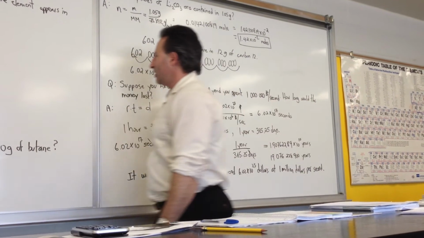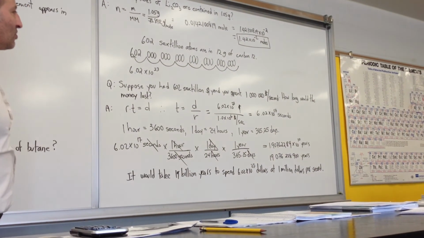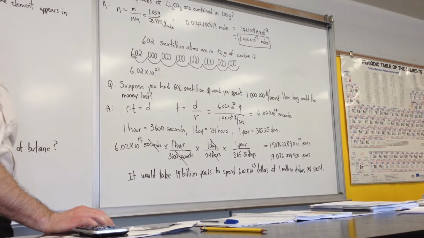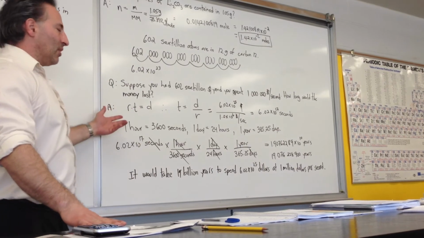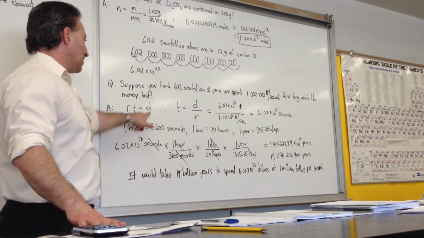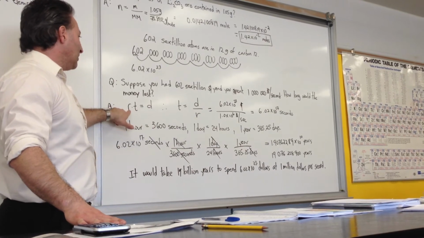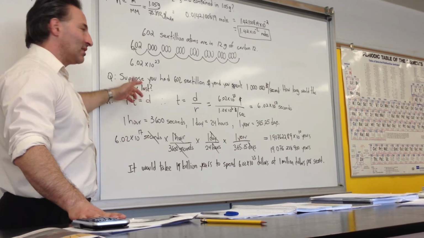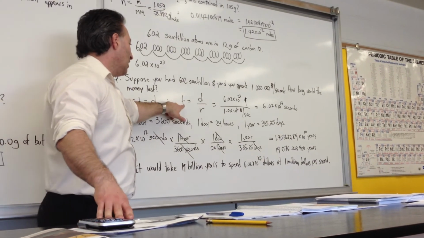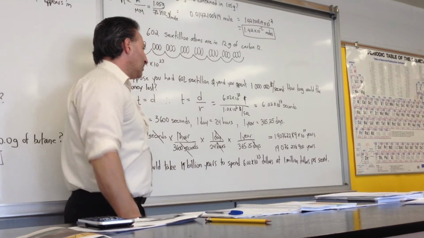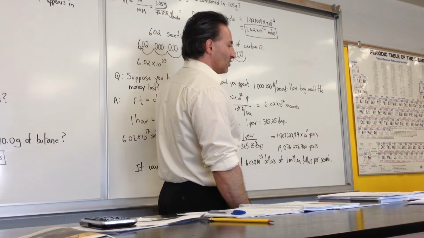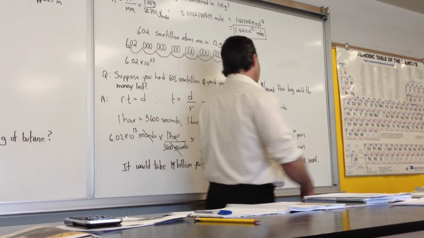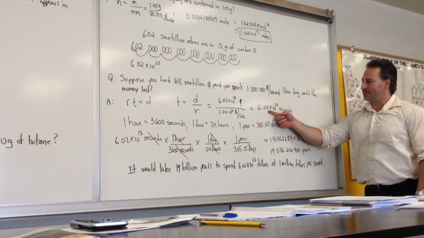Now, to give you an idea how big the number is, I said, suppose you had $602 sextillion and you spent $1 million per second. How long would the money last? This is a rate problem. Rate times time equals distance, where the distance is the amount of money that you have, the rate is the amount of money you're spending per second. We want to solve for how long the money's going to last. That's the time. So I transpose the rate, and we find out that time is equal to distance over rate. I enter the two values, 6.02 sextillion, the Avogadro number, divided by $1 million per second. The money would last this many seconds.